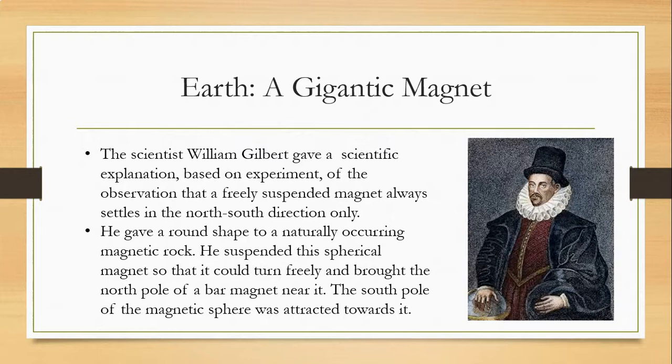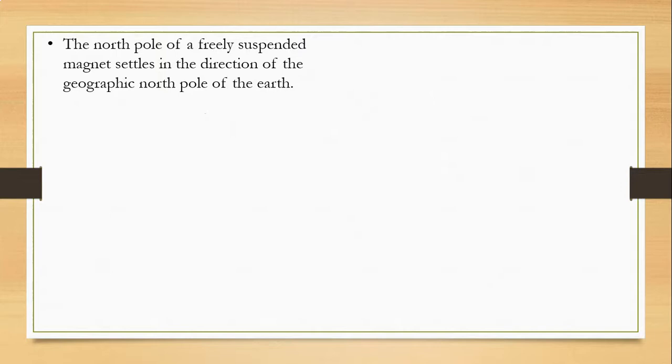So, this is what happened. Now, there is a reason why this happened. Let us see why this particular thing happened. The north pole of a freely suspended magnet settles in the direction of the geographic north pole of the earth. Now, my dear students, freely suspended means it is tied to a thread. The magnet is either tied to a thread or it is kept on a particular surface, but then it can move on its own. So such a magnet is known as a freely suspended magnet.